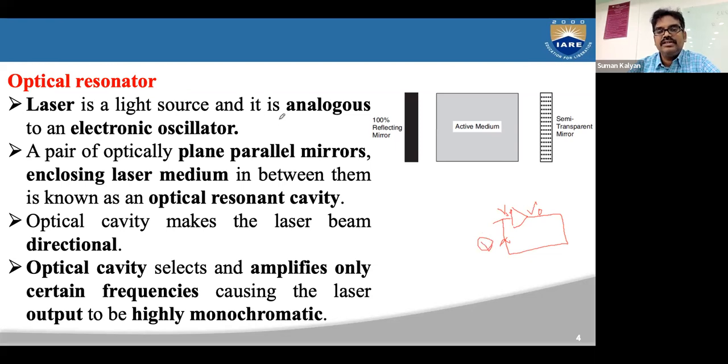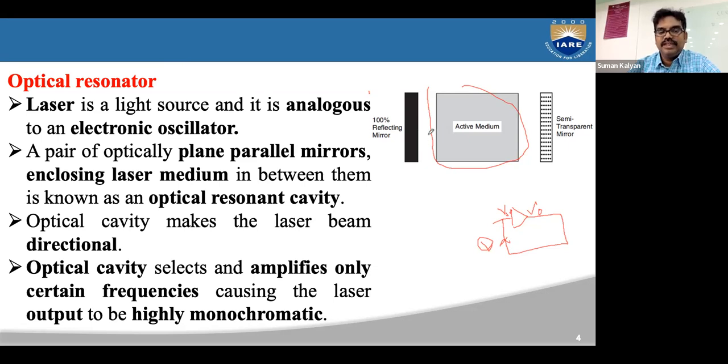In a laser also, this is what we do. A pair of optically plane parallel mirrors with the laser medium enclosed in between them. So we keep an active medium in between two optically plane parallel mirrors, in which one of them is a 100% reflecting mirror and the other one is a semi-transparent mirror.